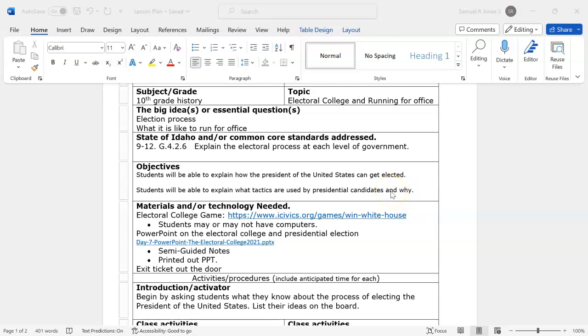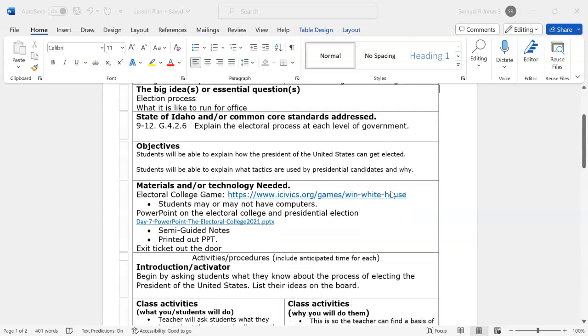The objectives are that students will be able to explain how the President of the United States can get elected or does get elected. And students will be able to explain what tactics are used by presidential candidates and why.